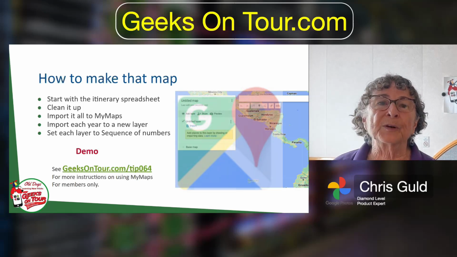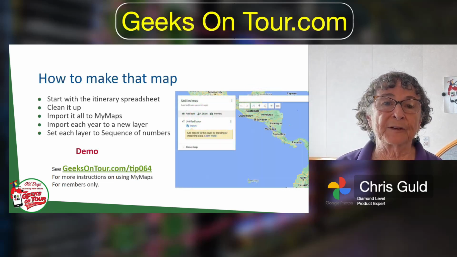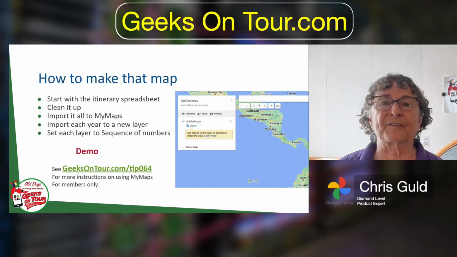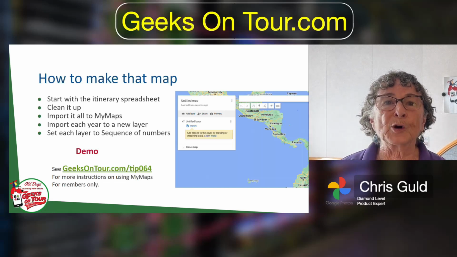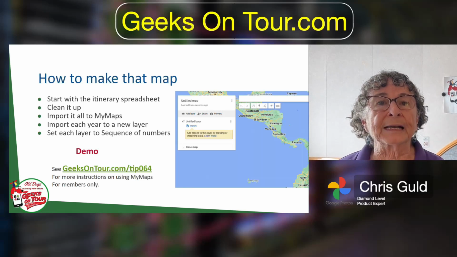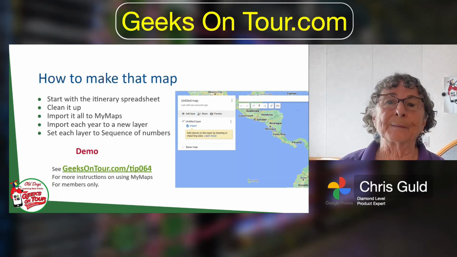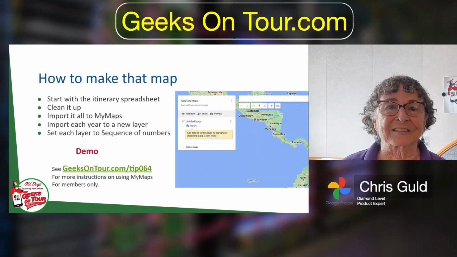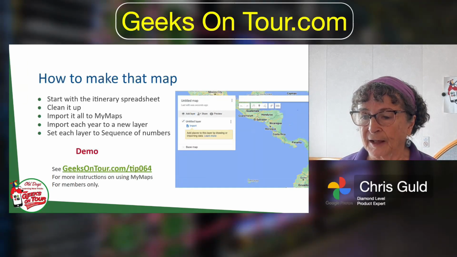So I started with the spreadsheet from the Vie Odyssey company that has listed all the stops, and then I cleaned it up so that it would simplify it for purpose of importing, and then I imported it into My Maps. I imported each year separately so that you could select one or the other.